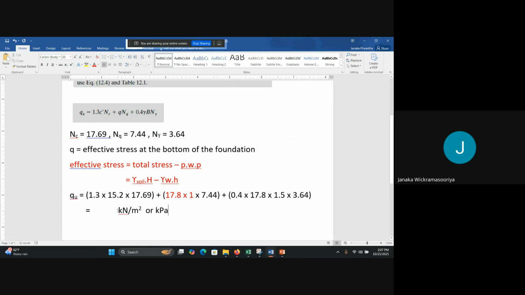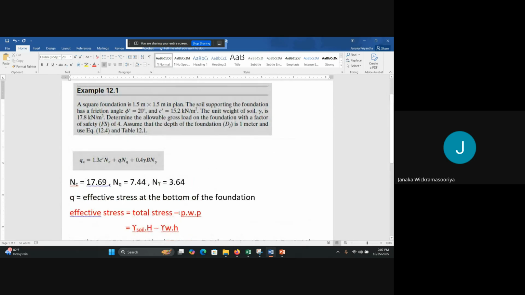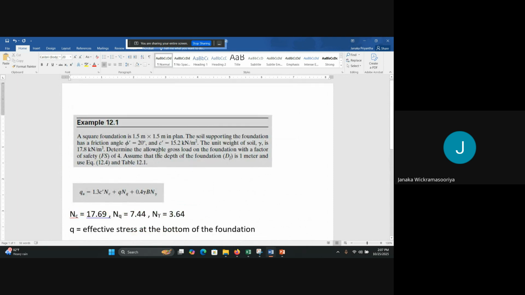520.862. 520 means 520. Yeah, 520.862. Any questions? Right. What does the question ask us? Determine the allowable gross load on the foundation with the factor of safety 4. Factor of safety is given; we need to find the allowable gross load.